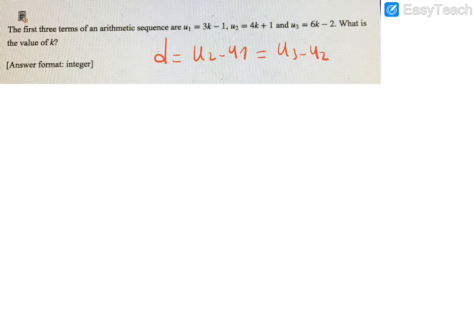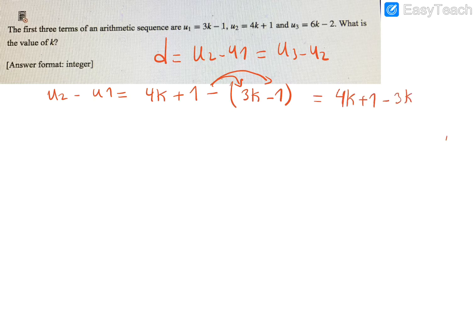So what do I have? First of all, I have u2 minus u1. What is that? 4k plus 1 minus, always use bracket when you use minus, (3k minus 1). Why? Because this minus will be distributed inside and this one will change to plus. So that's really important for you to use it. This one cancels, then that becomes k.